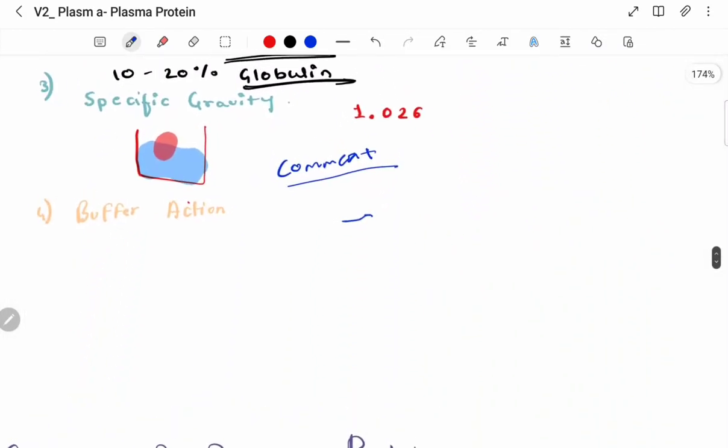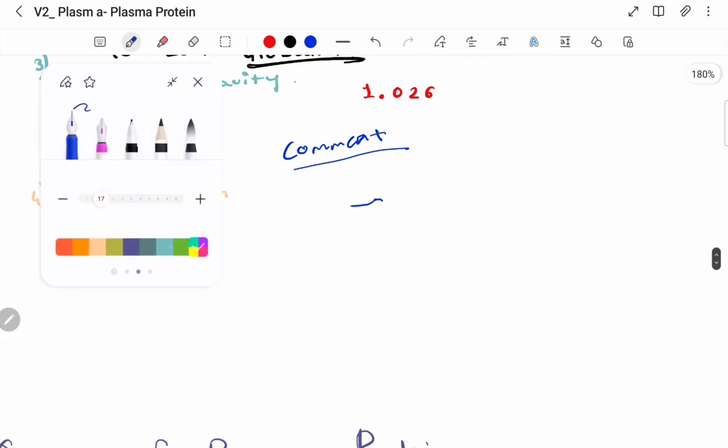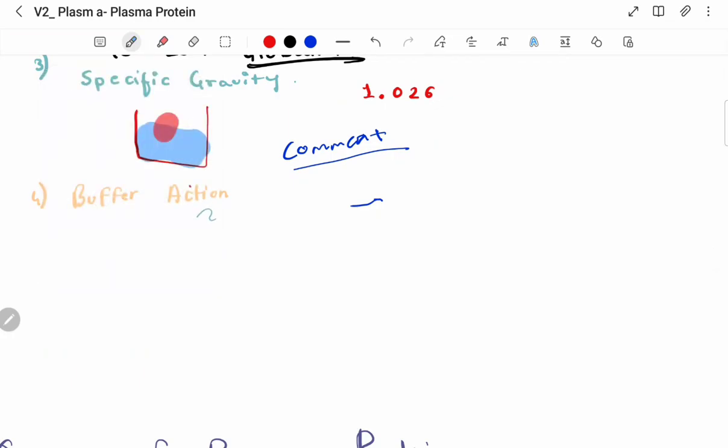The next property is buffer action. Buffer action means the ability to accept hydrogen ions. Plasma proteins have 1/6 of the total buffering action of blood.